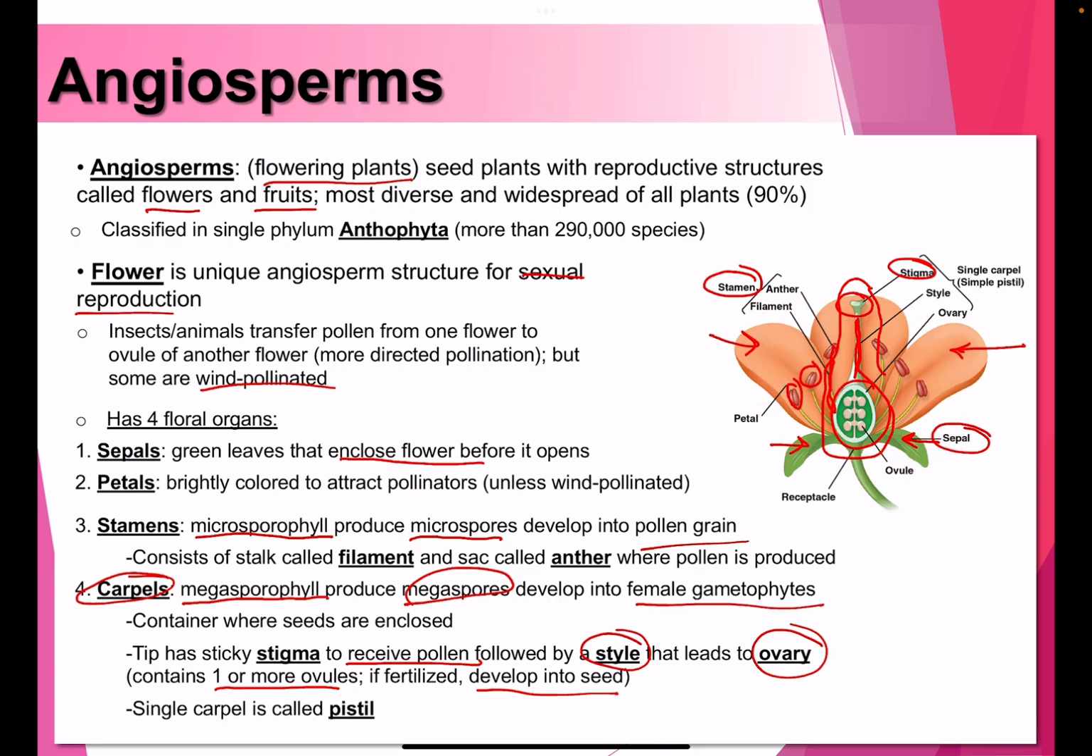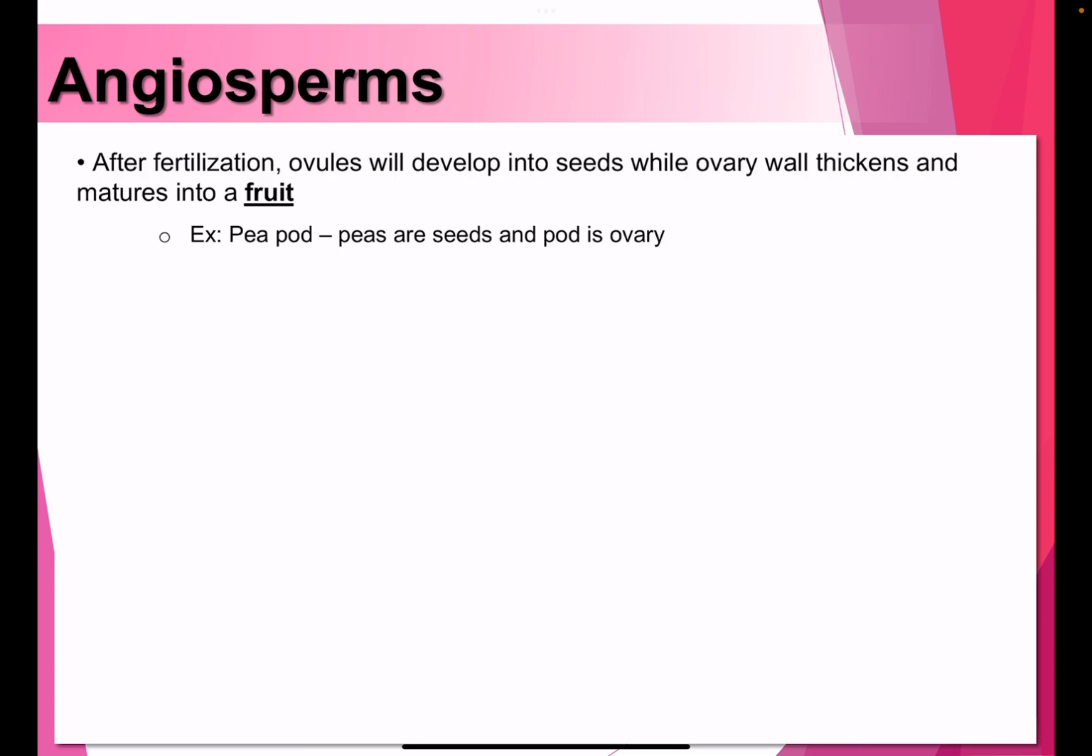Now, a single carpel is also referred to as a pistil. So sometimes you will see people calling that entire part a pistil instead of a carpel. After fertilization occurs, ovules will develop into seeds, while the ovary wall will thicken. This is what I talked about earlier, and that is what causes the ovary to mature into a fruit. Some seeds are good for ingesting, some are not that great. So how the plant attracts animals to eat it is by forming this fruit texture and fruit layer that is beneficial for the animals.